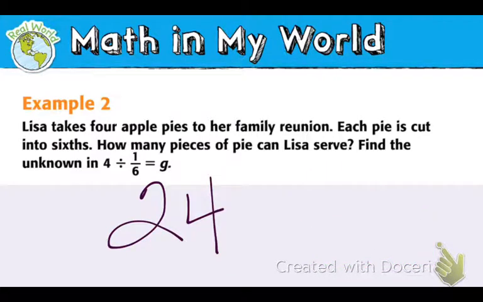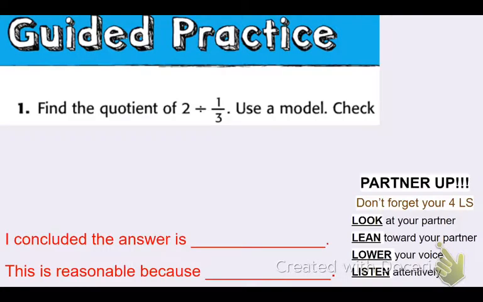I think the pieces of pie that Lisa can serve are 24 pieces of pie. If I multiply 6 times 4, I do get 24. So I know I have the right answer. It's reasonable. All right, we're moving into that guided practice.